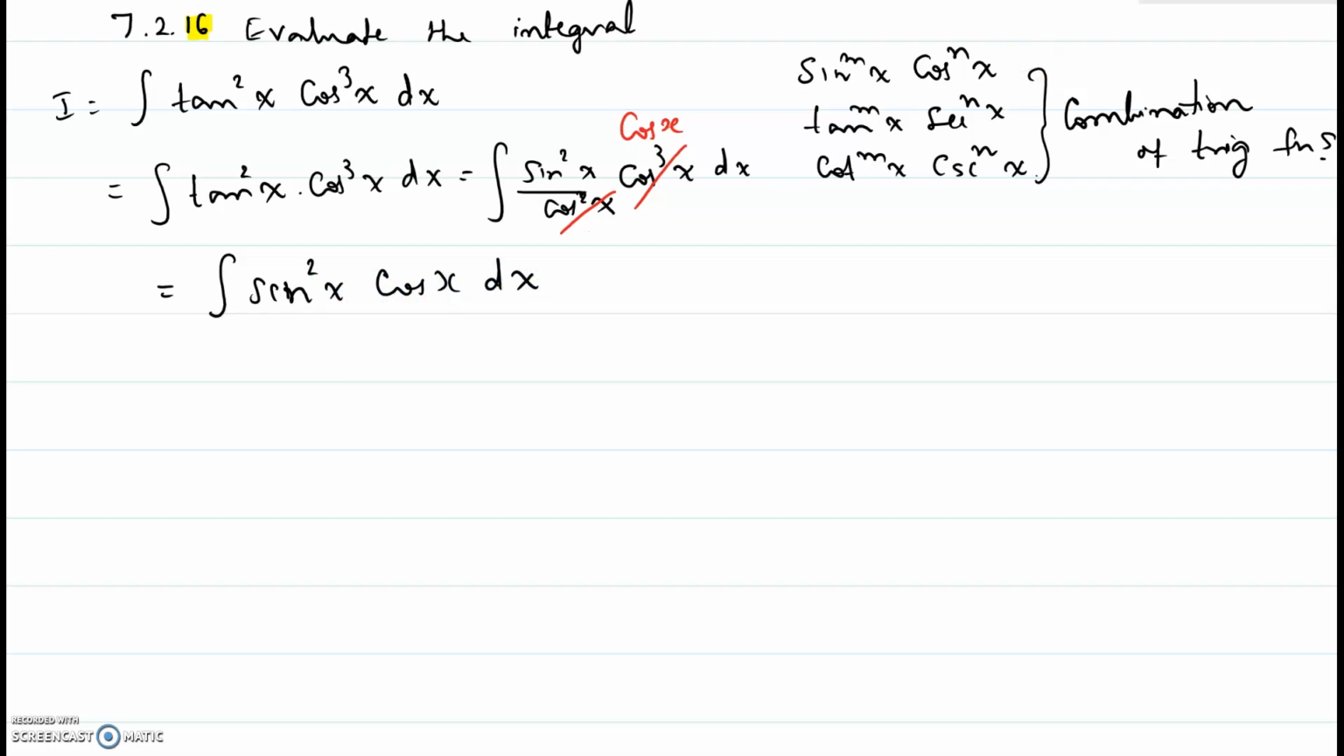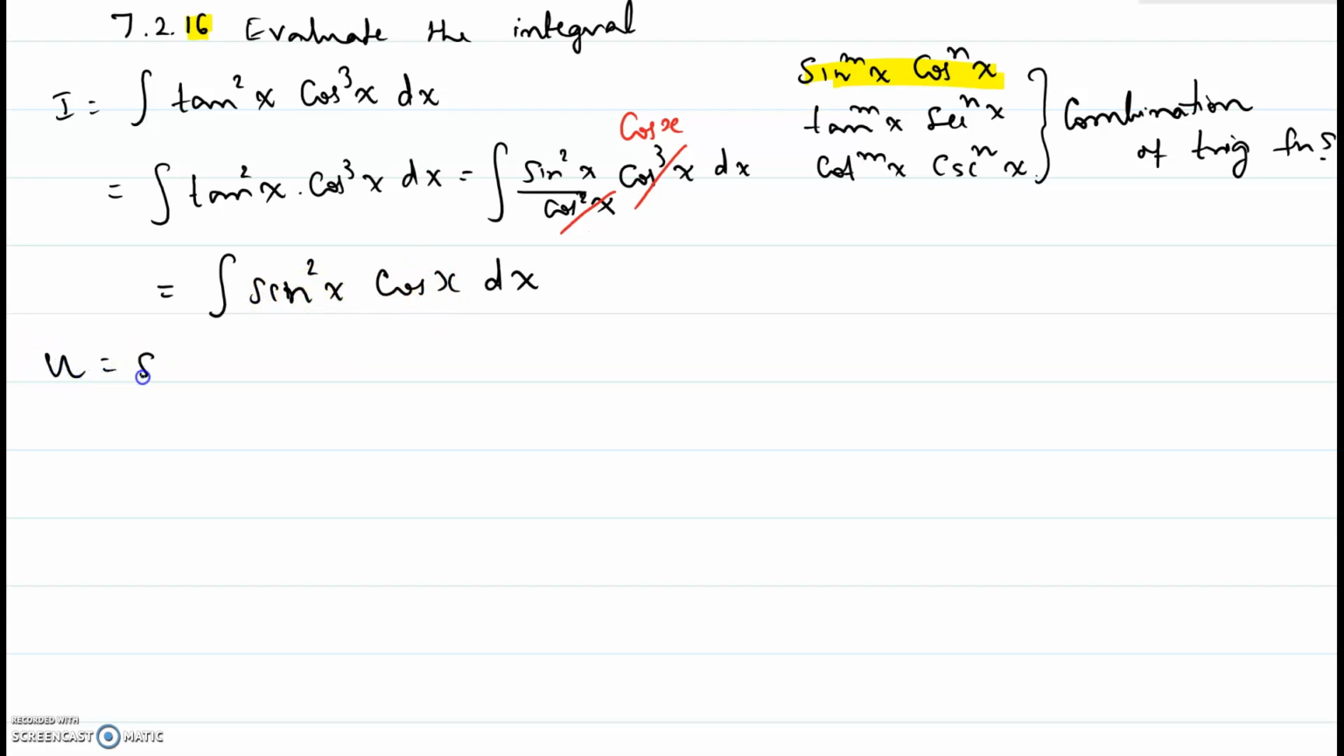Now it falls under the sine and cosine combination. In that, cosine is of odd exponent. So anytime you have a trig function in sine and cosine, if one of them is an odd exponent, then you have to save the odd exponent factor. In this case, cosine x is odd. So we are going to save a cosine, which means our substitution would be sine x.